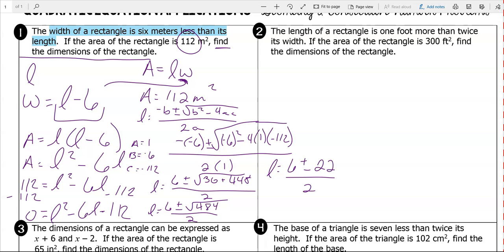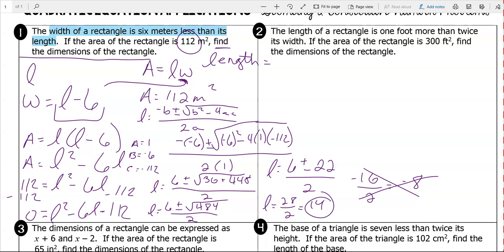So 6 plus 22 is 28 over 2, which is 14. And 6 minus 22 is negative 16 over 2, which is negative 8. Again, we are not focusing on the negative numbers because length is positive. So our length is 14 meters. And since width is 6 less than that, it's 14 minus 6, which is 8.